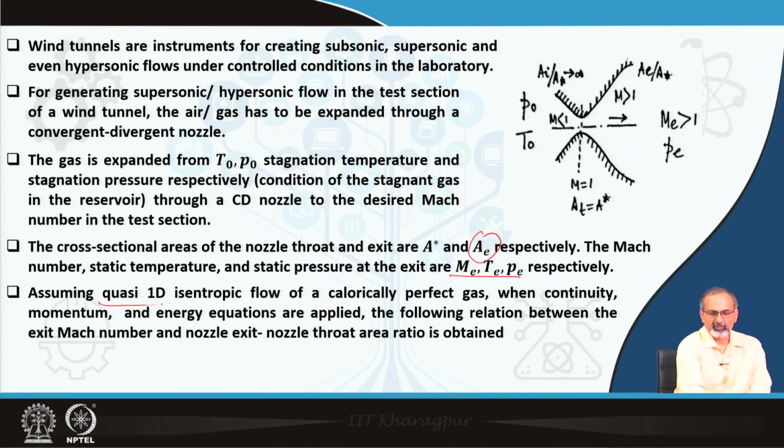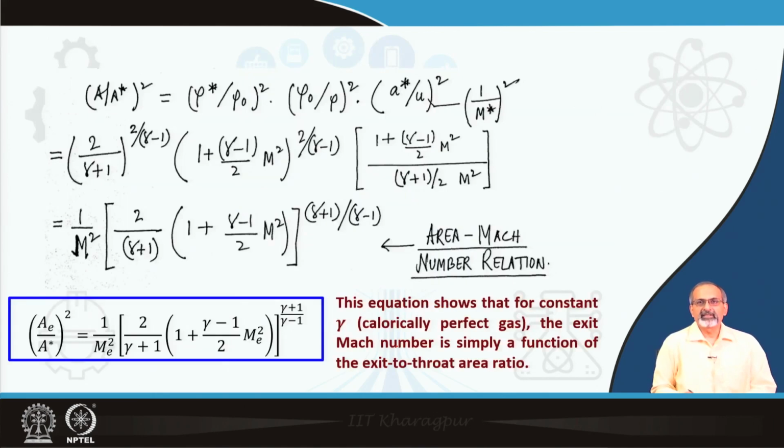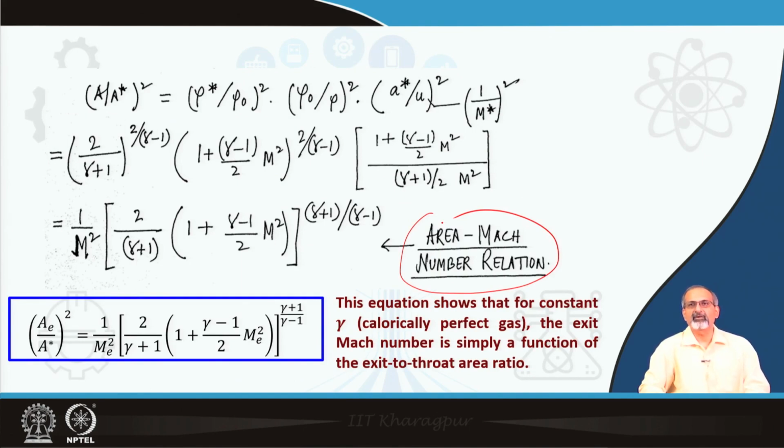We assume quasi one dimensional isentropic flow. Further, we assume calorically perfect gas, where continuity, momentum and energy equations are applied, and we end up getting a very important relation between the exit Mach number and the nozzle exit to nozzle throat area ratio. This is something that we have learnt about, the area Mach number relation. We have made the simplifications or assumptions already mentioned in the previous slide.